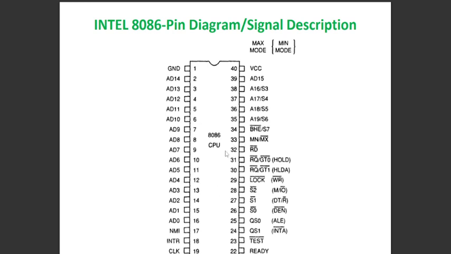INTA. This is an interrupt acknowledgement signal. It is available at pin number 24. When the microprocessor receives the signal, it acknowledges the interrupt.